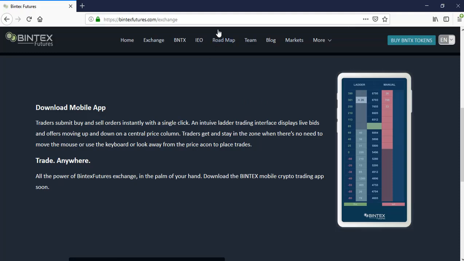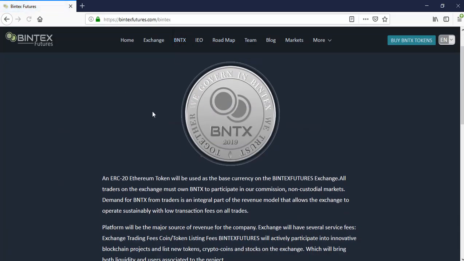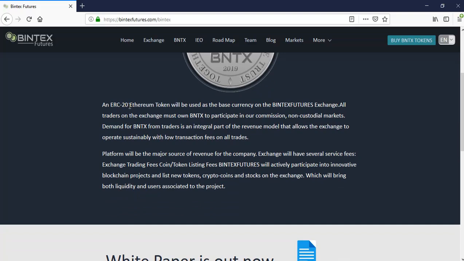Next, let's look at the Bintex token section. Click Bintex. Let's see what kind of project this is and what it contains. An ERC20 Ethereum token will be used as the base currency on the Bintexfutures exchange. All traders on the exchange must own Bintex to participate in our commission non-custodial markets. Demand for Bintex from traders is an integral part of the revenue model that allows the exchange to operate sustainably with low transaction fees on all traders.